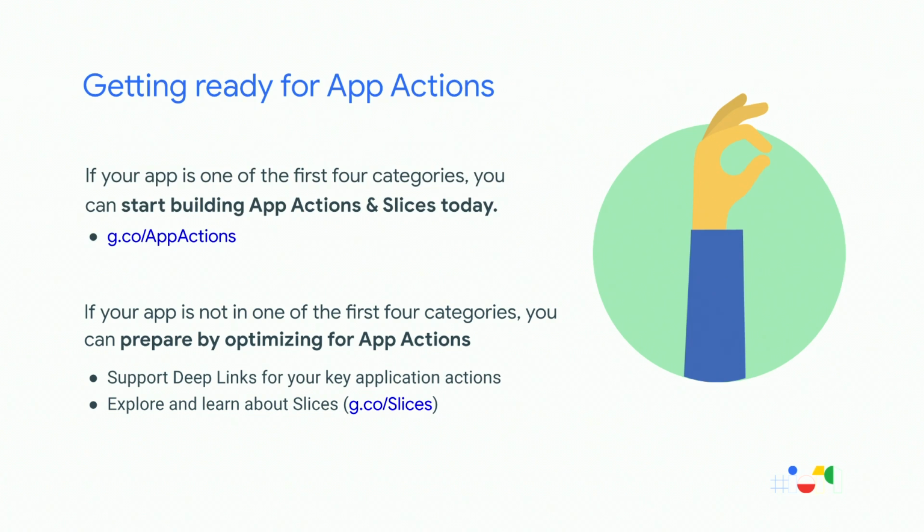We have new categories coming up very soon. But you can also get started by optimizing for app actions today. You can start creating deep links for some of your key application moments, and you can also start experimenting with slices. All of our documentation is public, but if there's one link you need to remember, it's g.co/appactions.